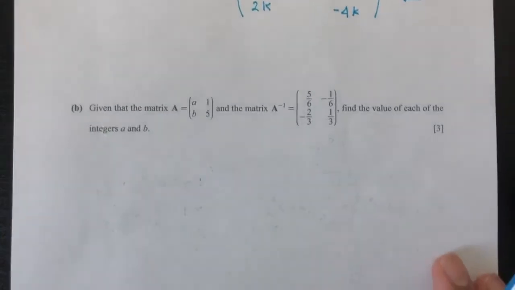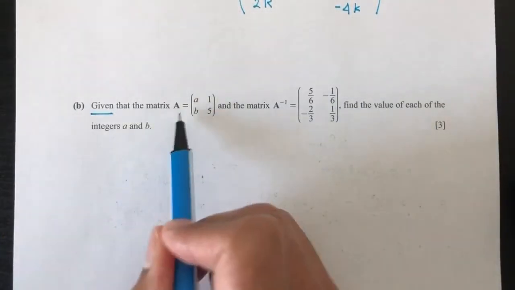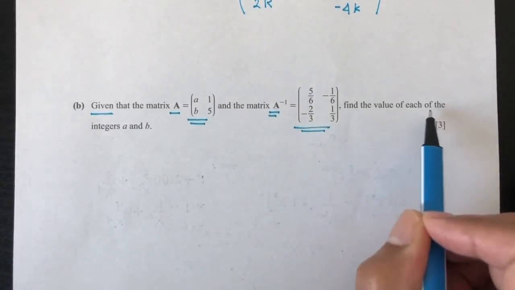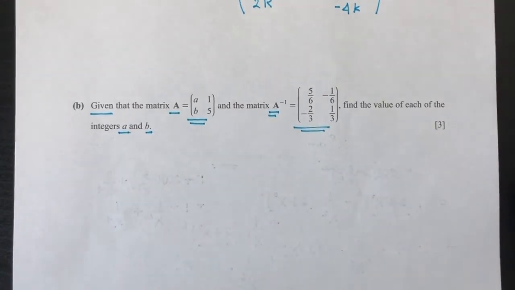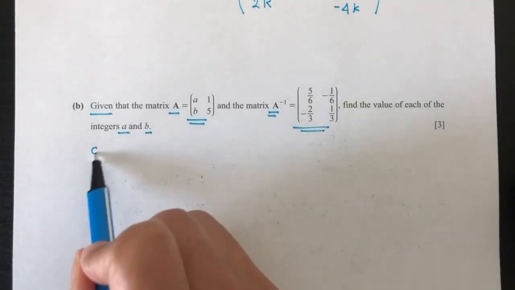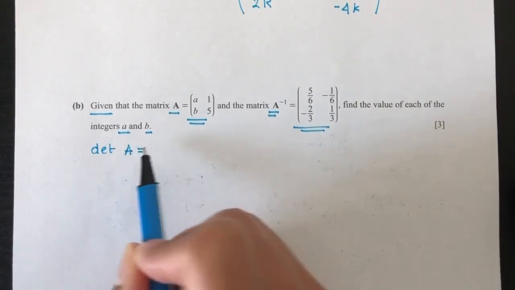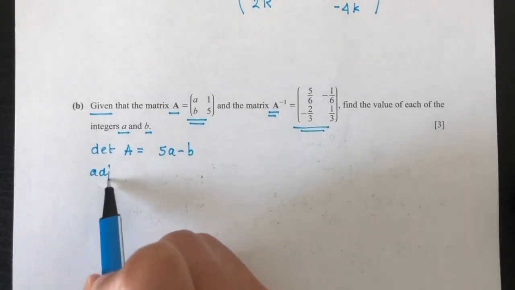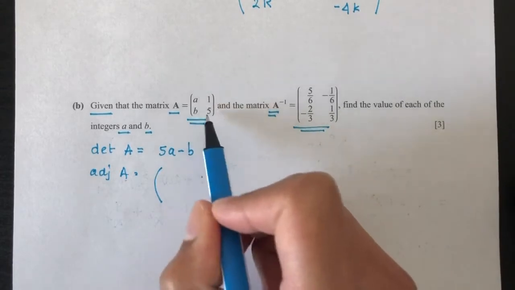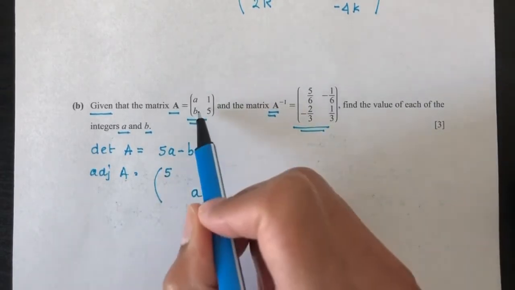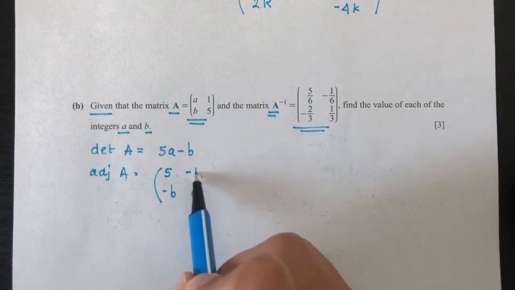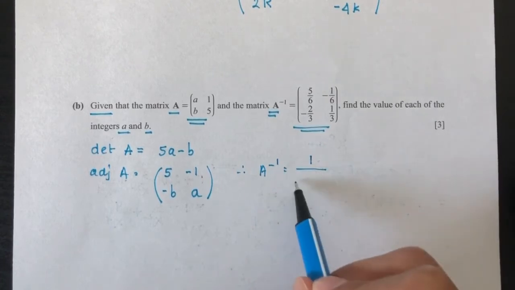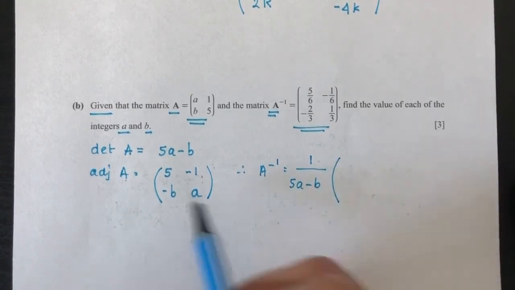That is part 1. Now for part B, given the matrix A is this one, we know A inverse is given by this. Find the value of each of the integers A and B. So let's find A inverse. How do you find A inverse? We first have to find the determinant of A, which is equal to cross multiply, 5A minus B. Okay. Now what is the adjoint matrix of A? Switch the positions, 5 goes here, A comes down. Switch the sign, B becomes minus B, 1 becomes minus 1. So from this we have A inverse is equal to 1 over determinant times the adjoint matrix.